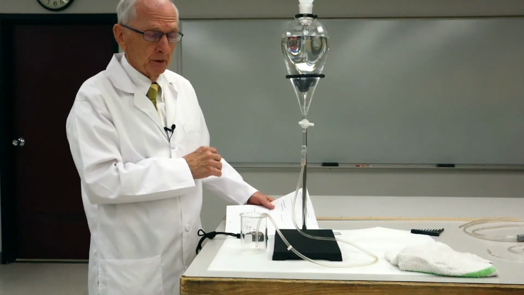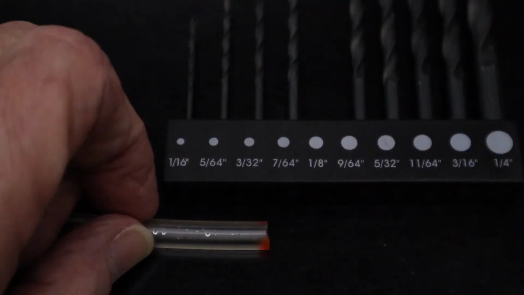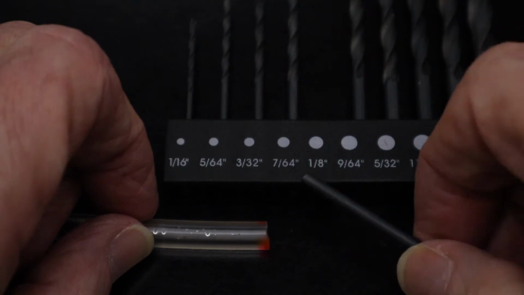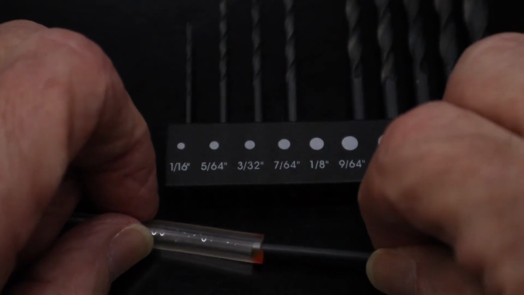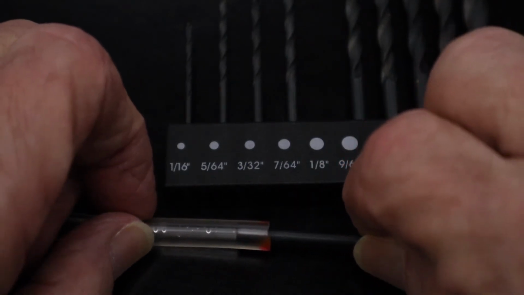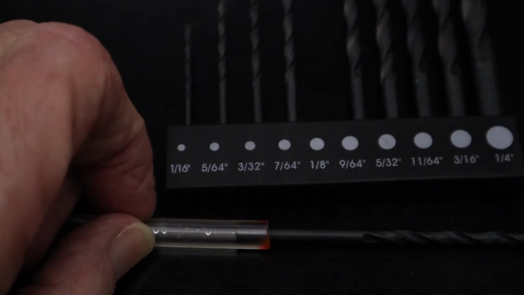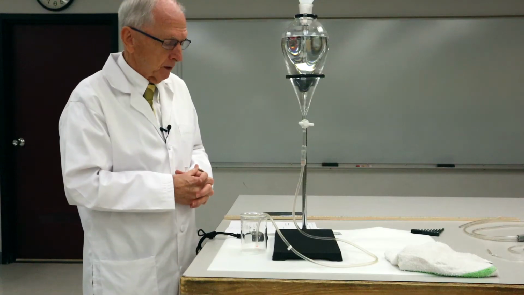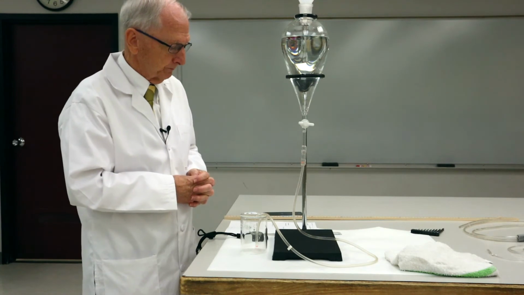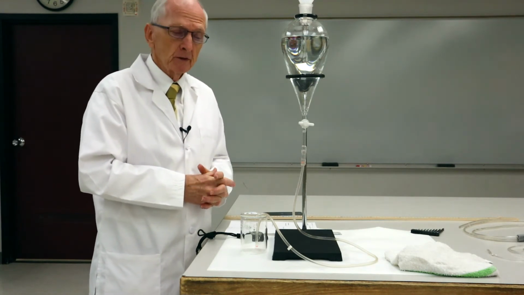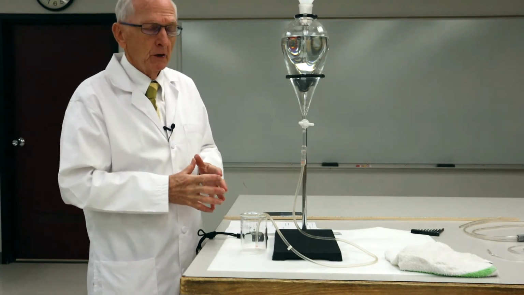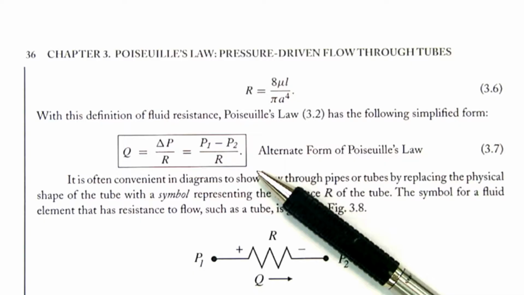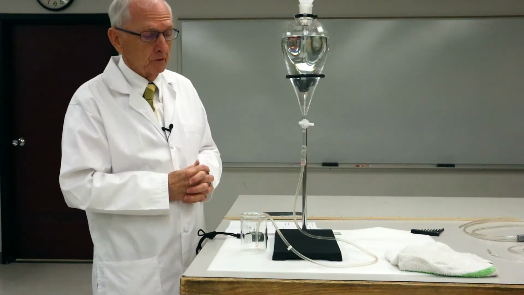And the inner diameter we can determine using the same idea we had from last lab. We'll insert a blunt end of a drill bit and find that the inside diameter is 1/8 of an inch. Please mark those down on the worksheet. Now, to determine the fluid resistance of this tube, we're going to use the simplified equation for Poiseuille's law, namely equation 3.7. And to do that, we're going to have to first measure the flow rate for a given pressure.